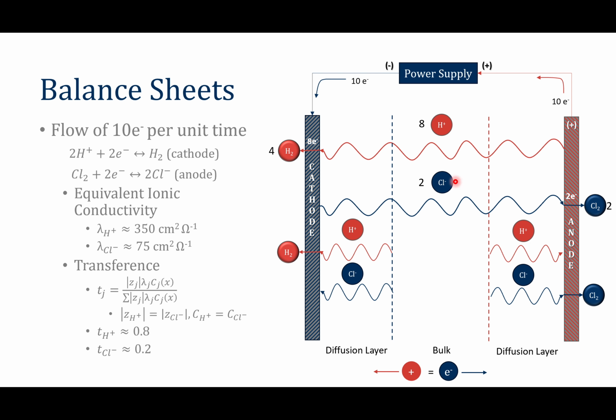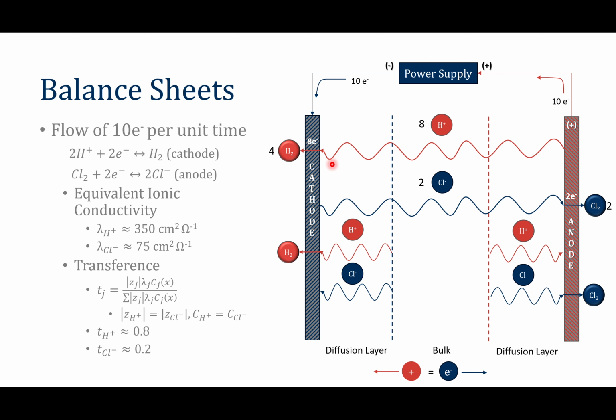This is the migration section, and how many from diffusion. So you can see here this 0.8, this 0.2, they come up here, they become 8 and 2 respectively. So as these 8 protons, they're positively charged, so they're attracted to the cathode, which is negatively charged. And in their reaction, they'll make 4 hydrogen molecules, and they'll use up 8 electrons.